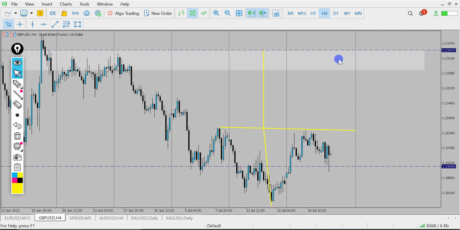But check out this reversal pattern. If price does break the neckline, there could be an opportunity to trade to 123.40s, where all this pressure was before.